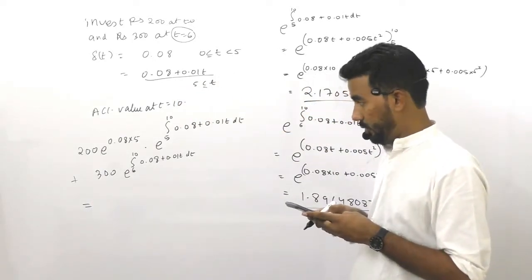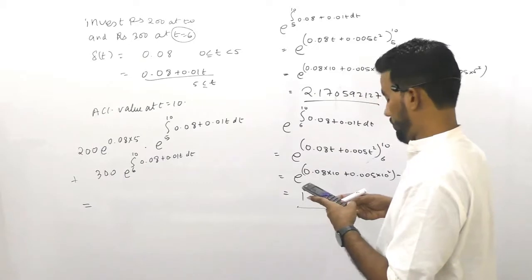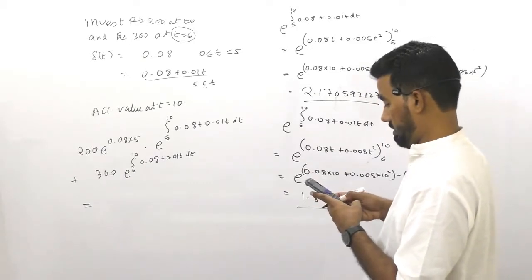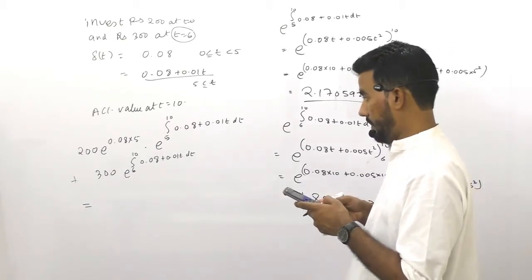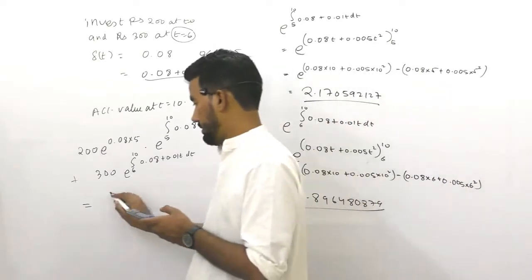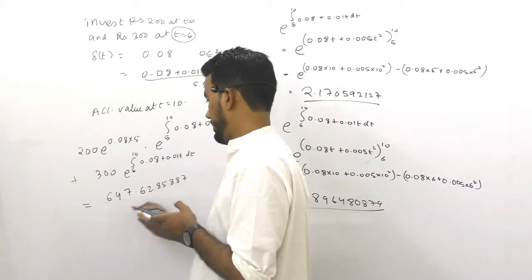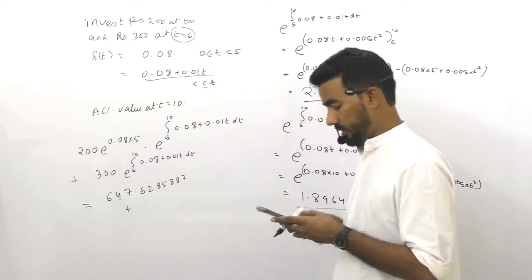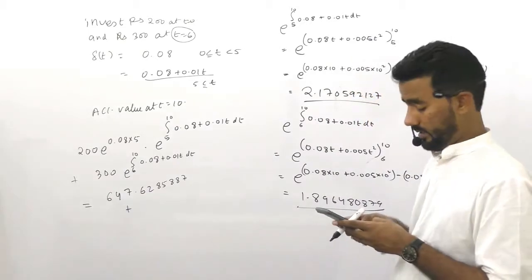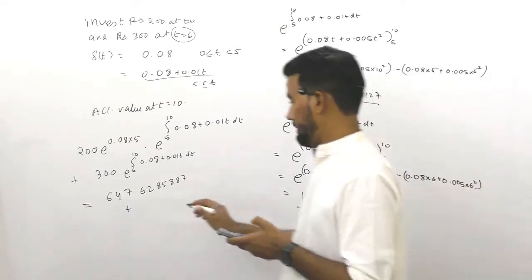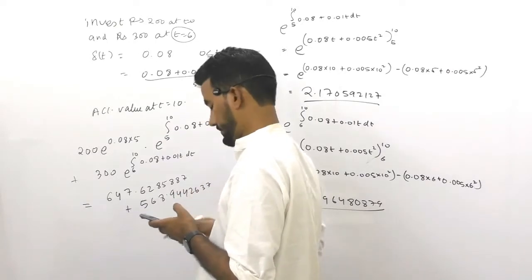200 into e raised to 0.08 into 5 multiplied by 2.17059,217. So the answer of the first part is 647.6285887, plus the answer of the second part, which is 300 into 1.896480,879, and the answer comes out to be 568.9442637.